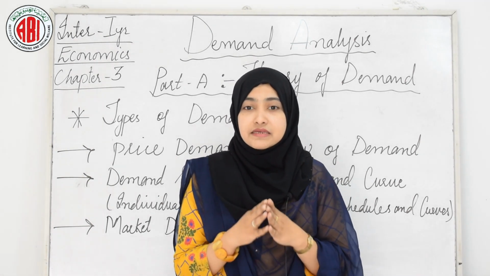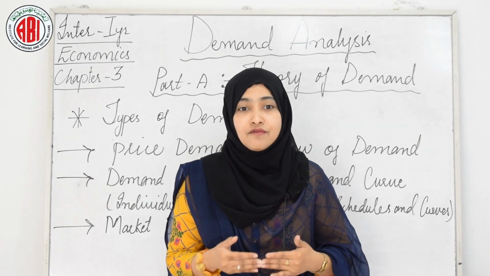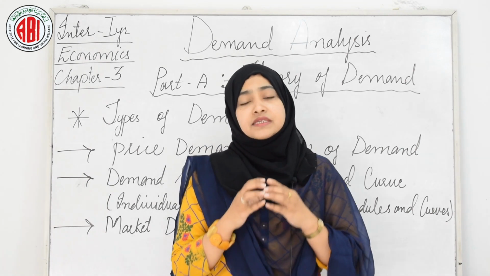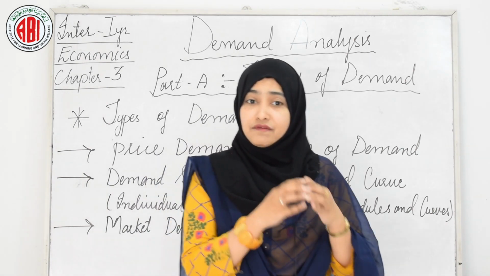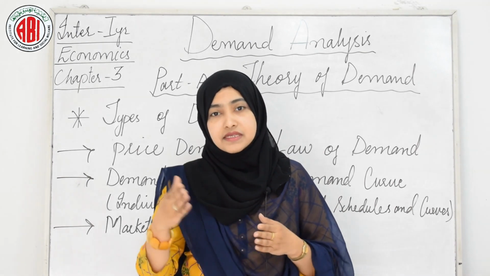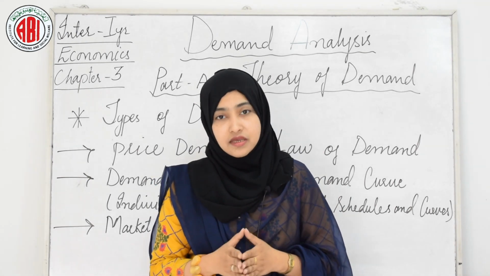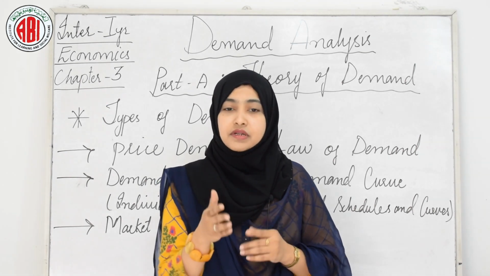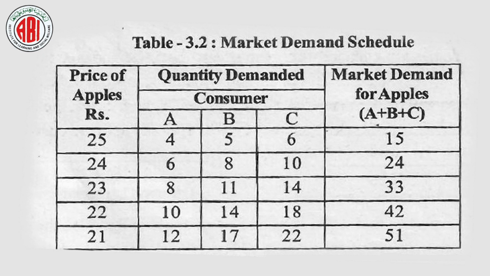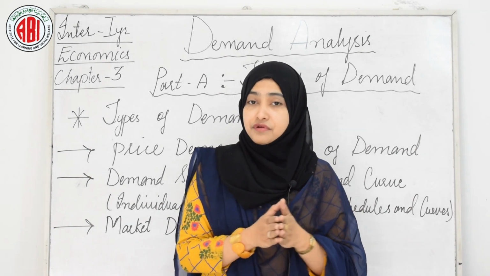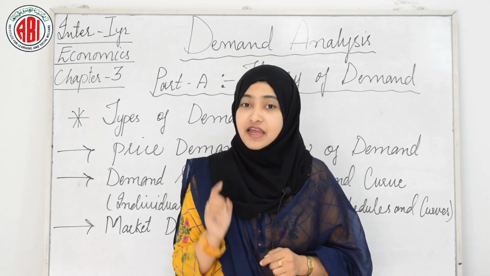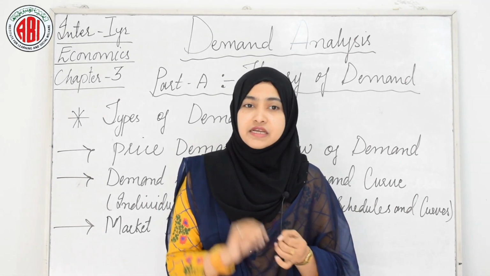The market demand schedule shows the total demand for a commodity by summation of the individual demands. Suppose in a market there are three individual buyers, namely A, B, C, purchasing apples. Here a hypothetical market demand schedule is presented in this table. See this. Market demand schedule refers to the total demand for a commodity at a particular period of time at various prices in the market. Get it here?